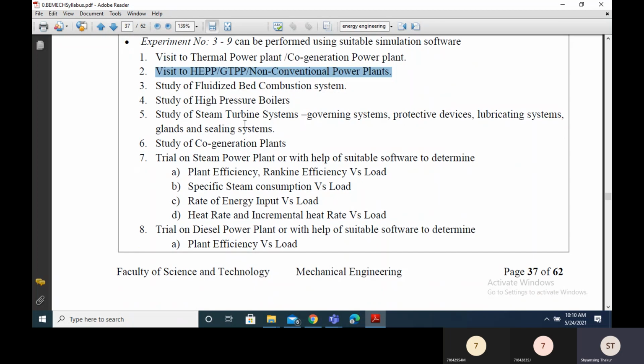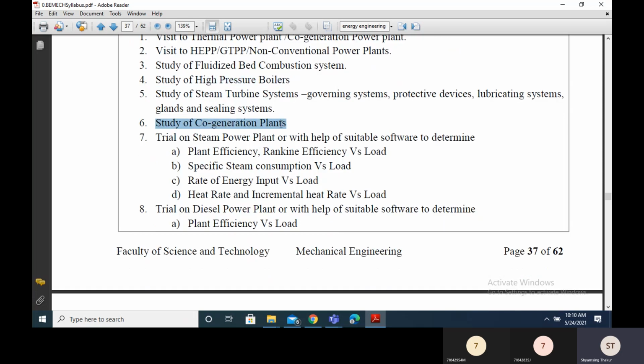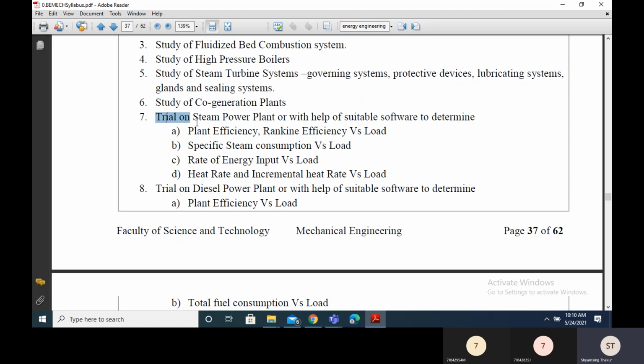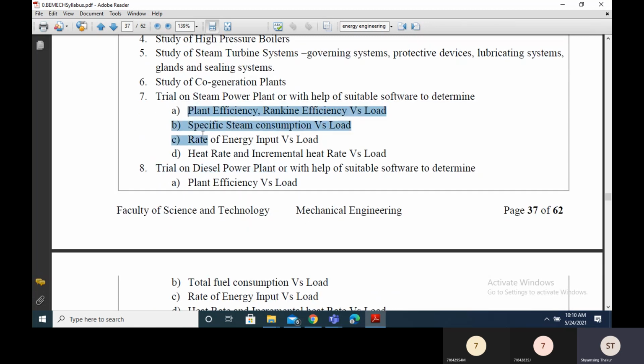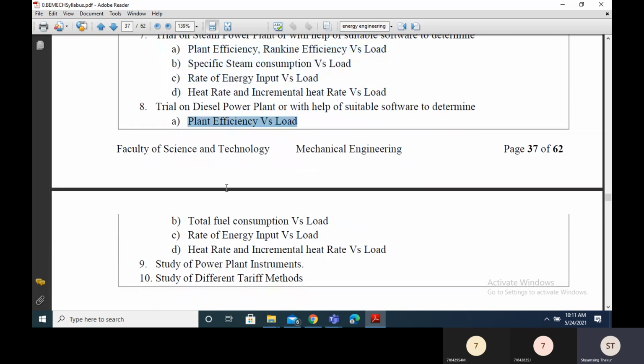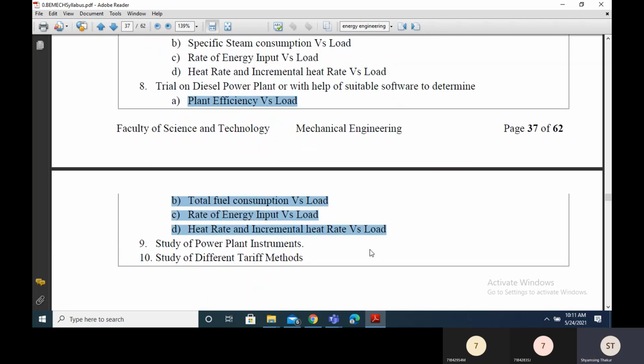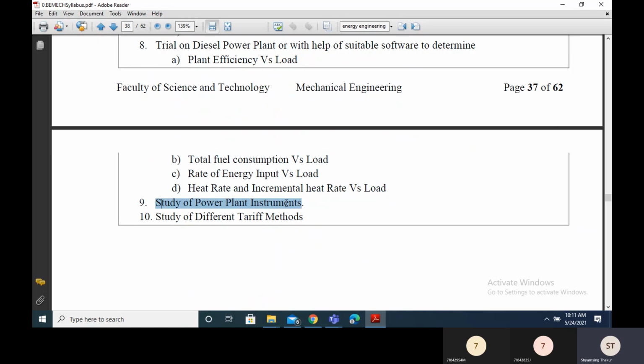Then we will see the study of FBC systems. We have already covered it. The study of high pressure boilers is also already covered. Okay, and we are taking this one, study of cogeneration plant. And then trial on steam power plant and trial on diesel power plant are compulsory, and you have to do the calculations and graphs over here. Then we will see the study of power plant instruments. So these experiments are compulsory over here.